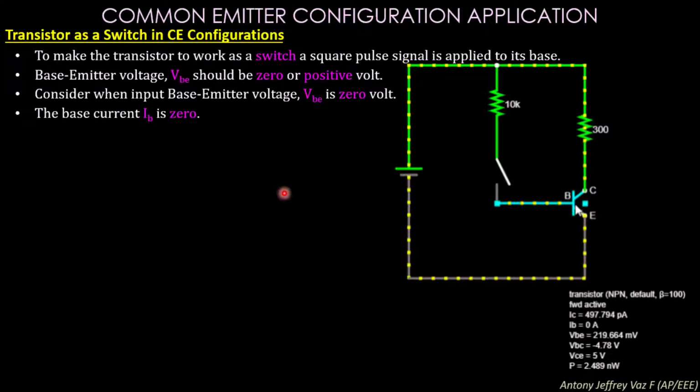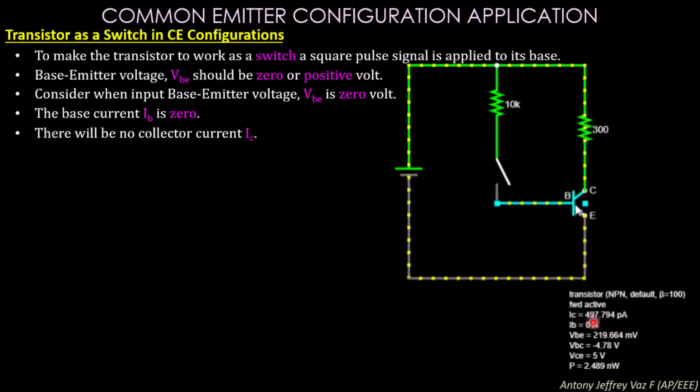Next, the base current IB is 0. Since there is very little voltage, approximately 0, the current flowing into the base is 0. You see here the base current IB is 0 amperes. Next, there will be no collector current IC. Since you are not providing the base current, the collector current is also not flowing; it is stopped.